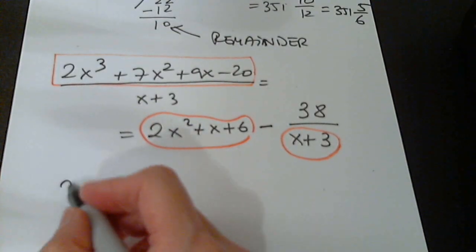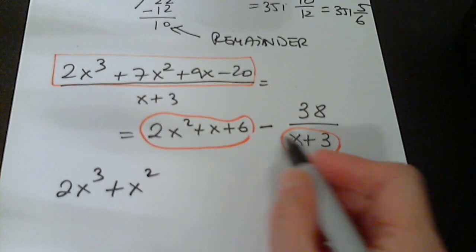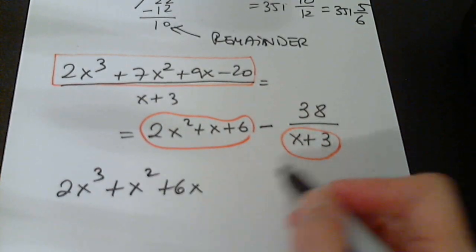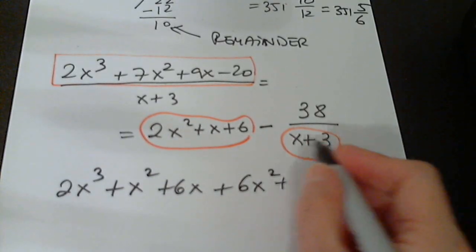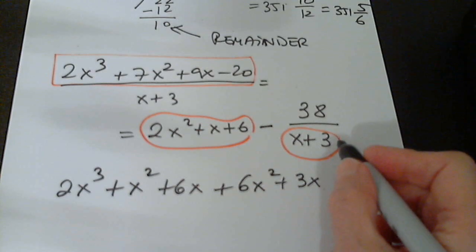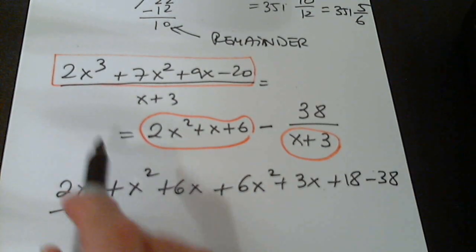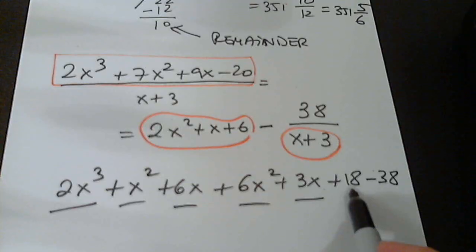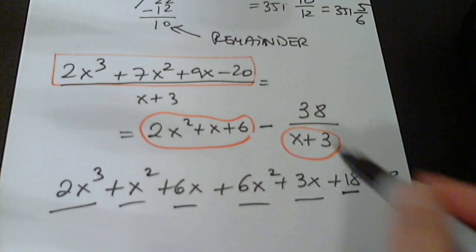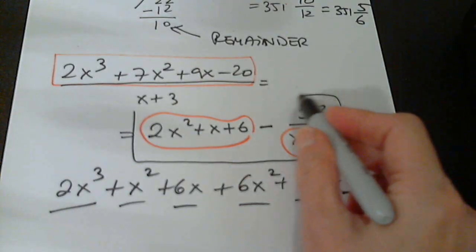x times 2x squared, 2x cubed, x times x, x times 6, 3 times 2x squared, 3 times x, 3 times 6, and minus 38. 2x cubed, yes. 7x squared, yes. 9x squared, yes. 18 minus 38, negative 20, yes. This is the correct answer.